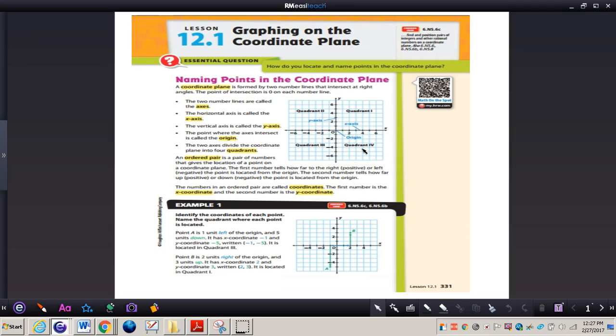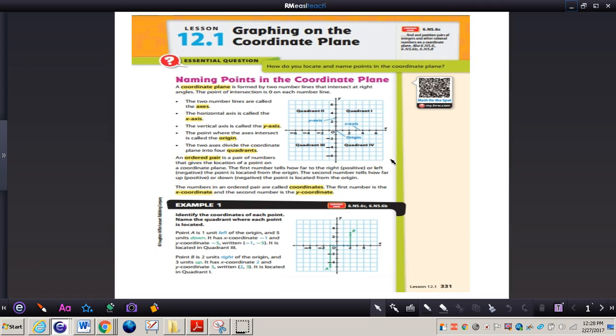Now the two number lines are called the axes. The horizontal line is called the x-axis. So you can see x-axis, this is the horizontal line, and the vertical line is called the y-axis. Now the point where the two axes intersect is called the origin. So you can see right here, origin is 0. The two axes divide the coordinate plane into 4 quadrants. So you can see this is quadrant 1, 2, 3, and 4. You can see it goes counterclockwise as far as the order. So that's a little bit about the coordinate plane.